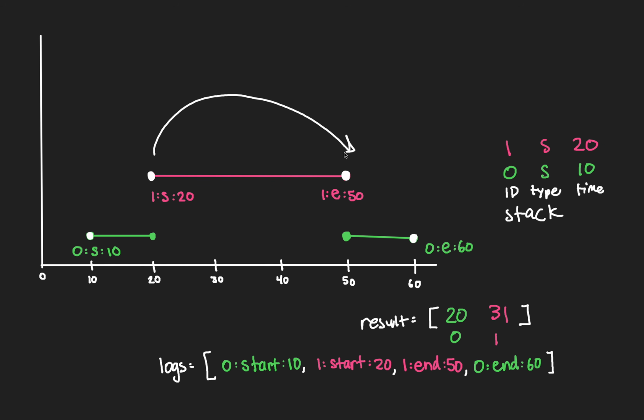Next up, we observe a new scenario. We have the end of function 1. I don't know about you, but I see an opportunity to count the amount of time function 1 took. We can find the delta between the timestamp of 50 plus 1 and the most recently pushed element on our stack, which so happens to be the start of the method, right here, remember. Doing so means we can successfully compute a time of 51 minus the 20 to get 31.